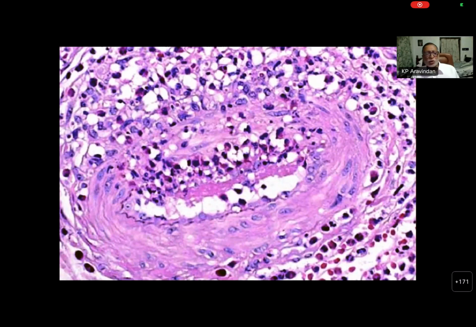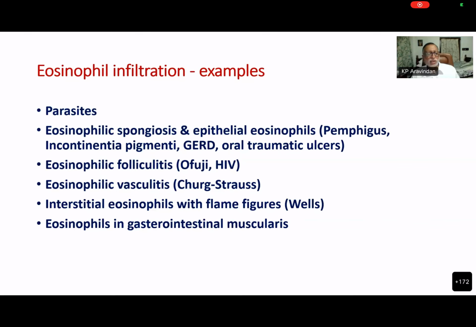Shall we go to the next case, number 3? And Ashok, can you discuss this? Yes, sir. These are just examples of eosinophilic. I won't go into this. You can look at the slide if you want.